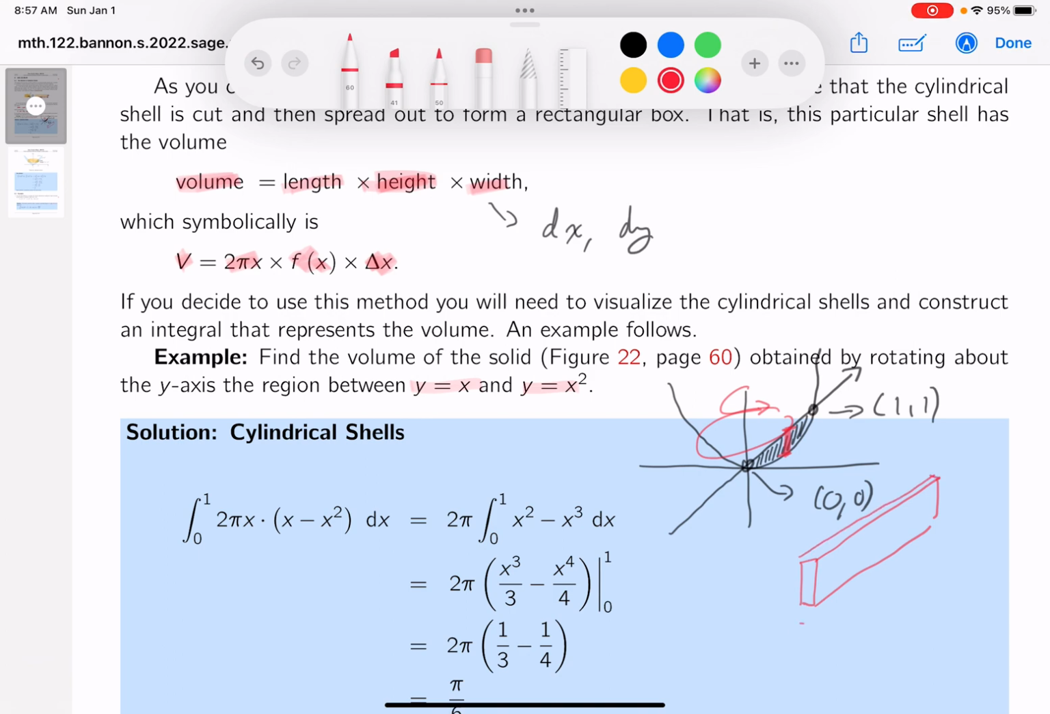What's a differential? dx. What's this length over here? That's the circumference of that shell, and that corresponds to a radius of x, so that's going to be 2 pi x. And what's the height of this thing over here? Well, it's going to be the upper curve, which is y equals x, and the lower curve is y equals x squared. So the height would be x minus x squared.